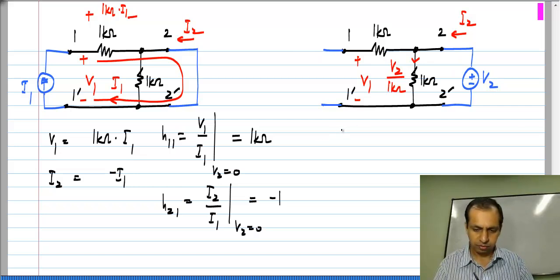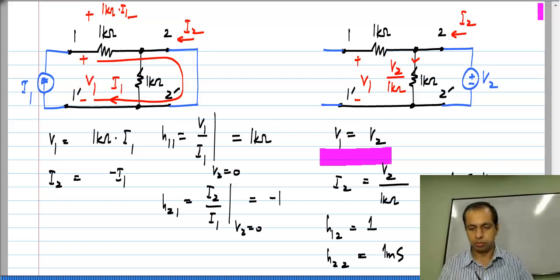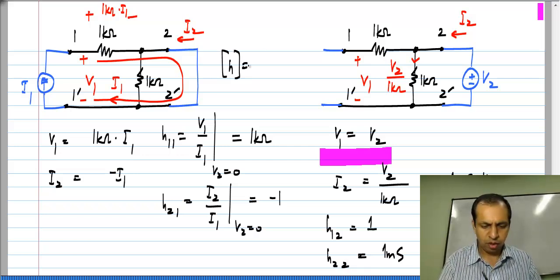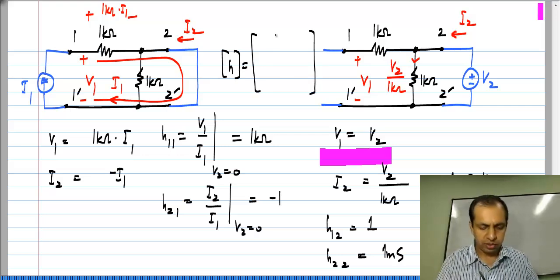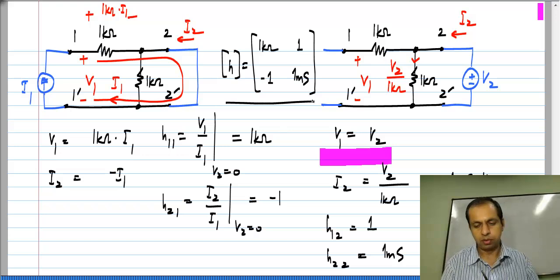So, we have V 1 equal to V 2 and I 2 equal to V 2 divided by 1 kilo ohm or 1 millisiemens times V 2. From these two you clearly see that H 1 2 is 1, that comes from this equation, and H 2 2 is 1 millisiemens, that comes from this equation. Okay? So, the H parameter matrix for this circuit as expected has hybrid quantities. The resistance here is 1 kilo ohms and this is just 1, this is minus 1, and there we have 1 millisiemens. Okay? So, that is the H parameter matrix of this circuit.